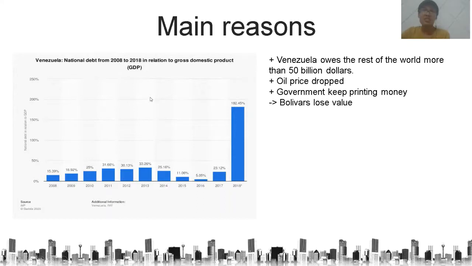bolivar hyperinflation. Hyperinflation has been a typical problem for Venezuela because the country depends on food imports. They import a lot of food because they cannot produce that much food, right? But when Venezuela's money has no value at all, no food provider will sell the food because they don't need bolivar money at all.